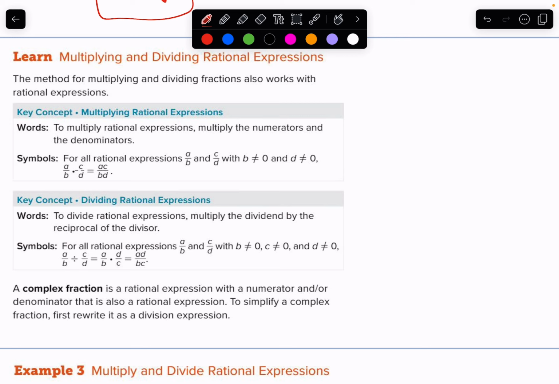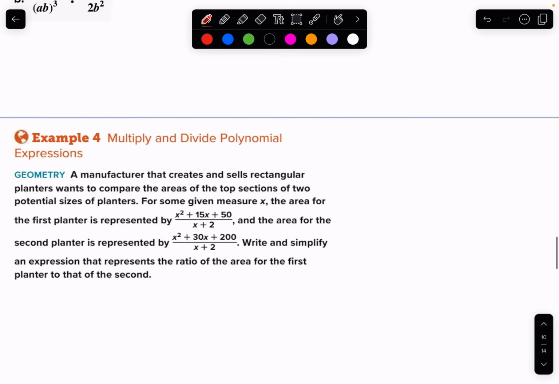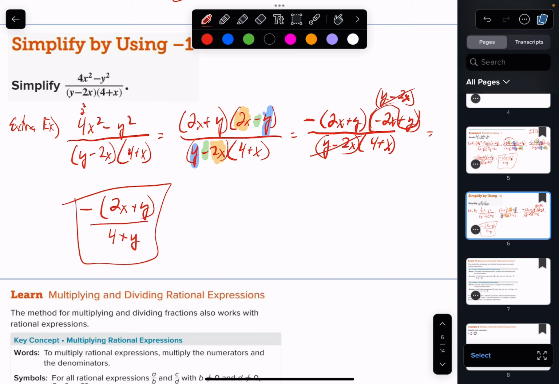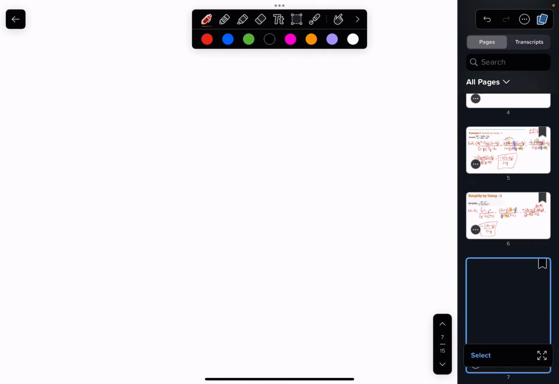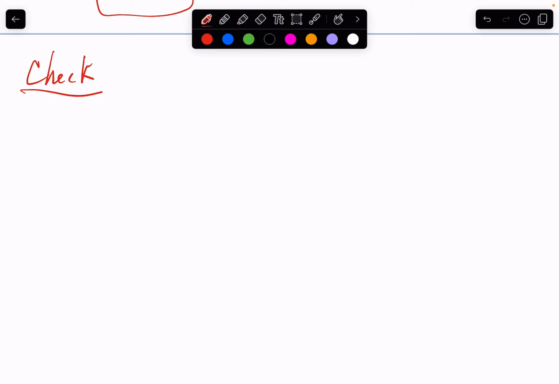Okay, multiplying and dividing rational expressions. I think I might have missed a check in there. Let's add a page real quick. Here we go. We have a check opportunity here. I didn't get the page put in there, but I will for whenever I do it in class. So the check, it's on page 464. Okay. You can do it. It's not a problem.